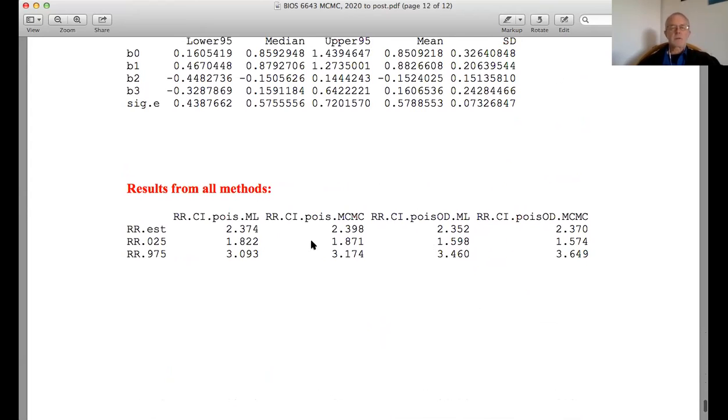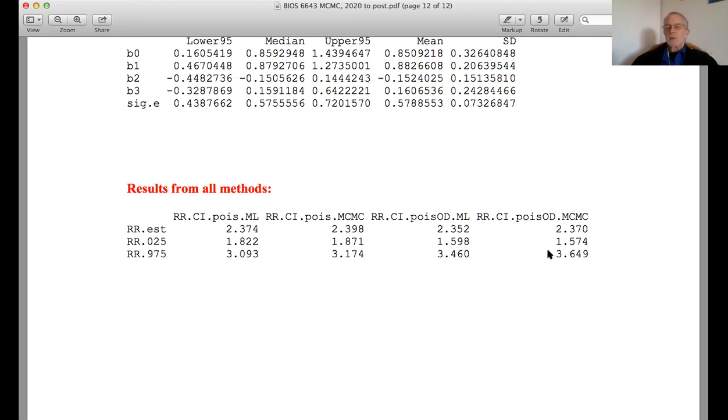So here, these first 2 are the Poisson, second 2 are the overdispersion. And as you can see, in this case, the overdispersion did not do much to the estimates, which I've found in practice is usually the case, but it did widen out the intervals quite a bit. 1.8 to 3.1, 1.6 to 3.5. So the intervals here are quite wide, quite a bit wider. They're not much different. Again, we were able to fit this model with maximum likelihood, so we can do the comparison. They're a little bit different, but not a whole lot different.